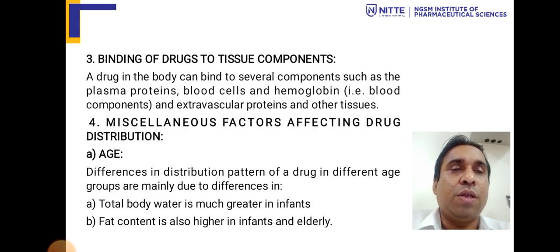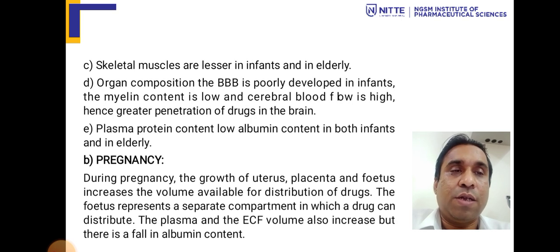Binding of drug to other tissue components. The drug in the body can bind to several components such as plasma protein, blood cells, hemoglobin, blood components, and extravascular proteins and tissues. Now, what are the miscellaneous factors affecting drug distribution? Age. What happens with age? A different distribution pattern of drug takes place. Total body water is much greater in infants than in the elderly. Fat content is higher in infants than in the elderly, so drug distribution differs in infants. Skeletal muscles are less in infants than in the elderly.